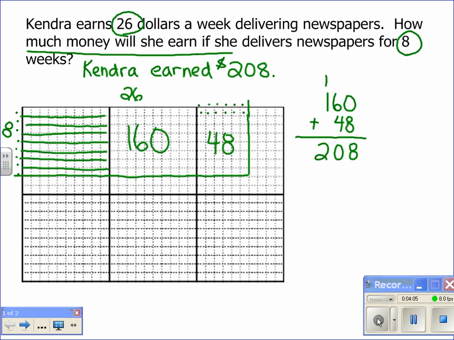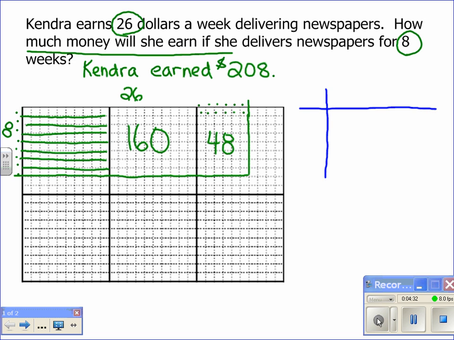There's a shortcut for doing this. If you don't want to use the base 10 paper, you can do this as a shortcut. A shortcut in mathematics is called an algorithm. So I can think of 26 as 20 and 6 and break it up into an algorithm, a diagram.